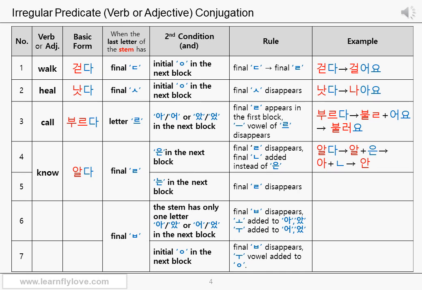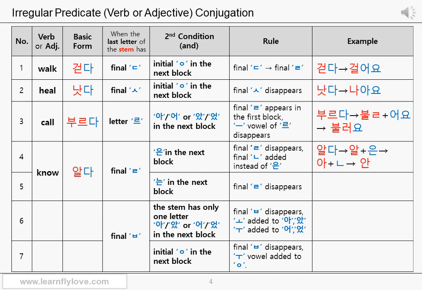But when the last letter of the stem has 르 consonant and the following block has 은 sound, final 르 consonant in the stem disappears, and 은 sound turns into a final 느 consonant, and it's added to the last letter of the stem. So 르 consonant of 알 sound is gone, and 느 consonant is added as a new final instead of adding 은 sound to the stem. So it becomes 안 instead of 알 은.